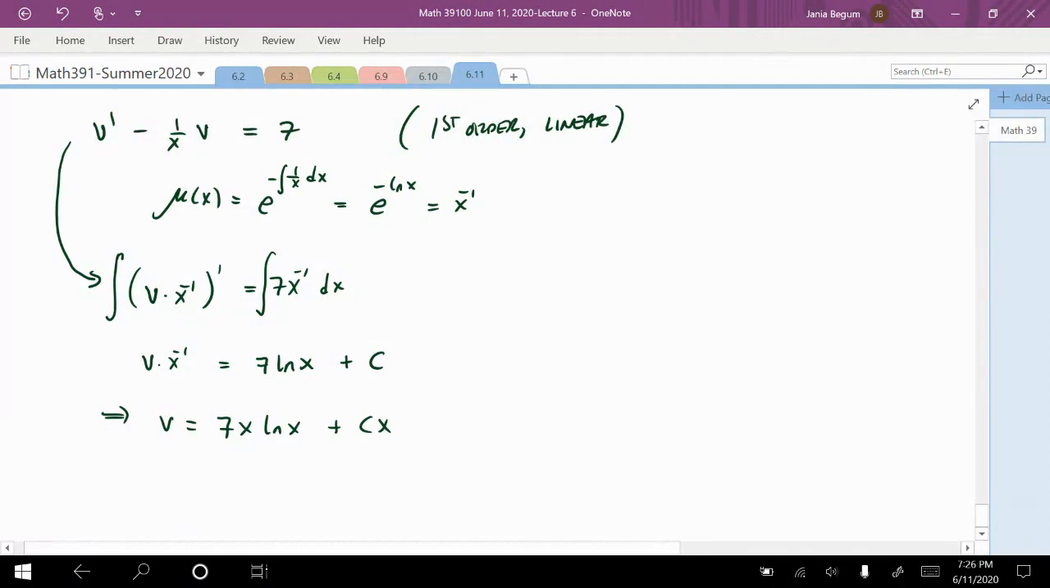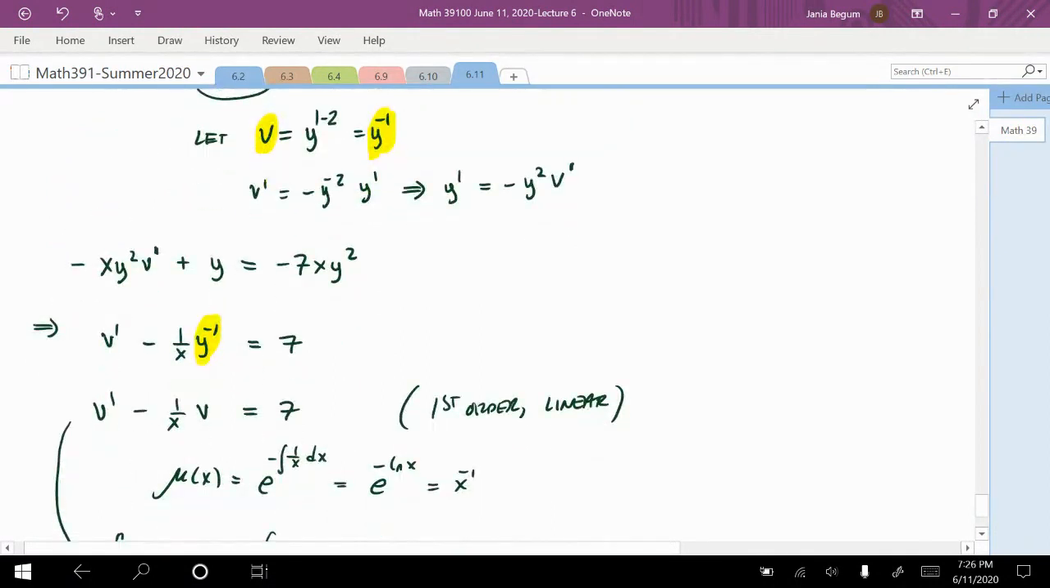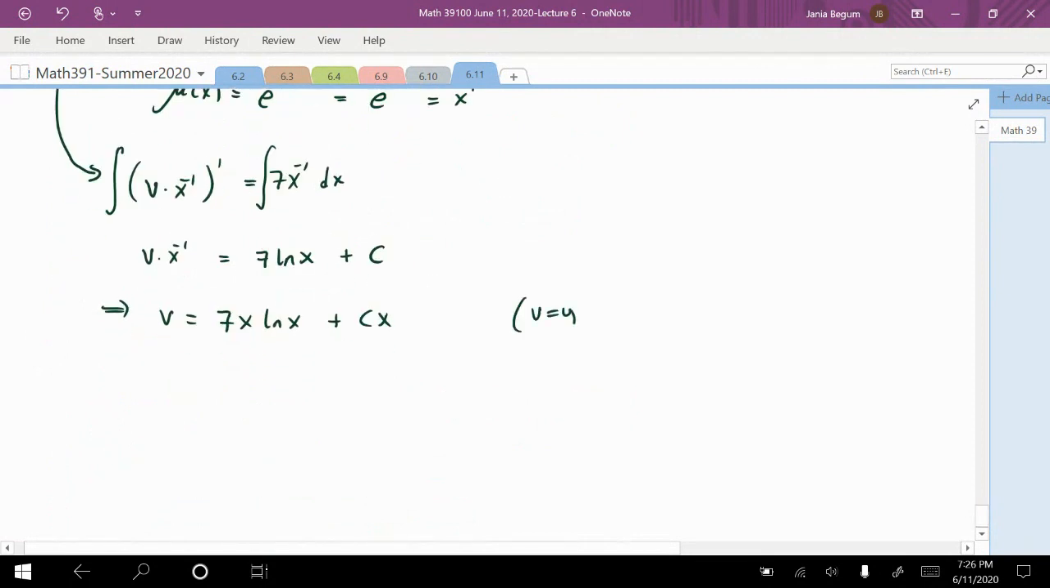But what is v? We said v is y to the negative 1. So v initially, we made the substitution y to the negative 1. So we have y to the negative 1, which I can again write as 1 over y, right? To make it positive power. 7x ln of x plus c times x. And then that means y is going to be the reciprocal on the right side. 1 over 7x ln of x plus c times x.